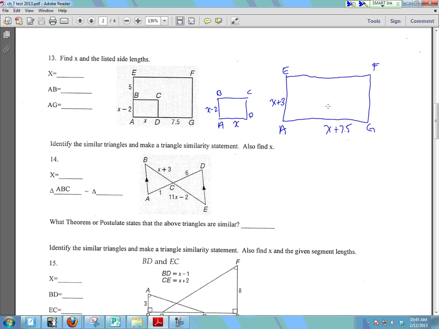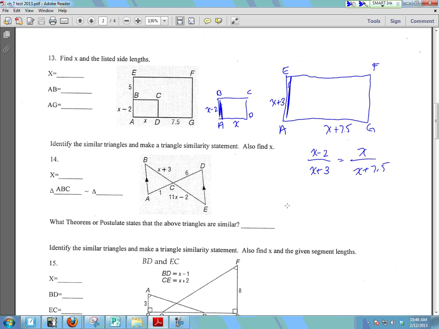Now, if I look at these and compare them, like the last question had a visible scale factor. Here, we don't have a visible scale factor, but they're all in the same variable. They're all x. So I want to say x minus 2, that side right there should correspond to this side, plus 3. And then this bottom, which is x, should correspond to this bottom over here, which is x plus 7.5.